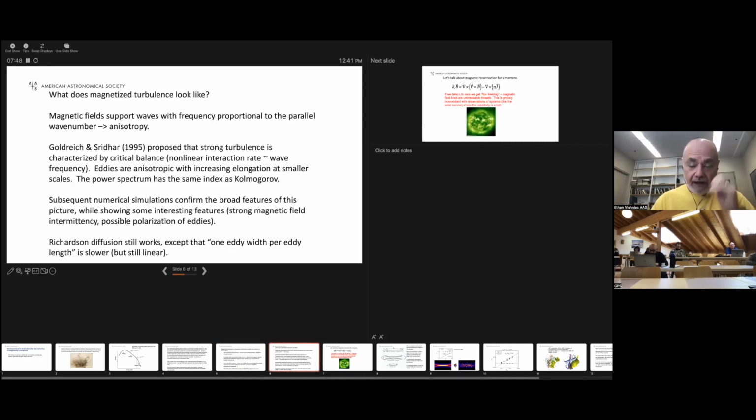So what does it look like? There's a long history of arguments about how this works exactly, but the critical ingredient that I think most people would agree on now is that magnetic fields support waves. The magnetic fields are like strings, you pluck them, a wave runs along, and the Alfvén waves have a characteristic frequency proportional to the parallel wave number, and insensitive to the perpendicular wave number.